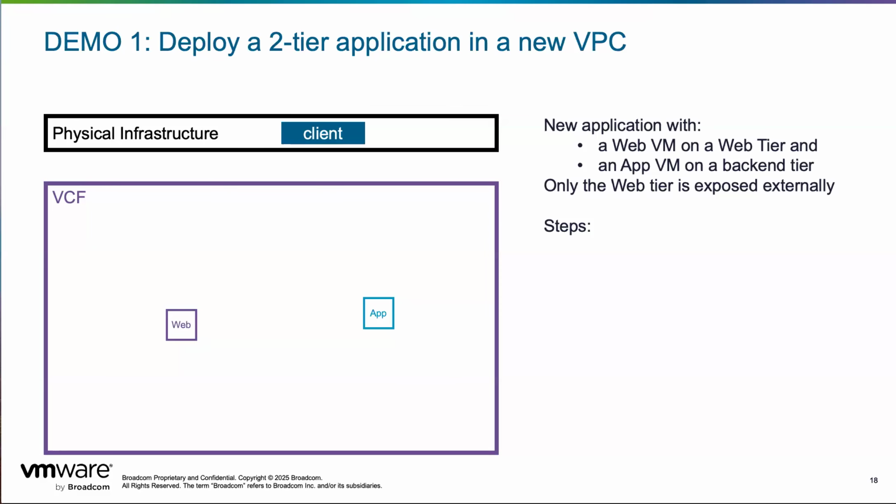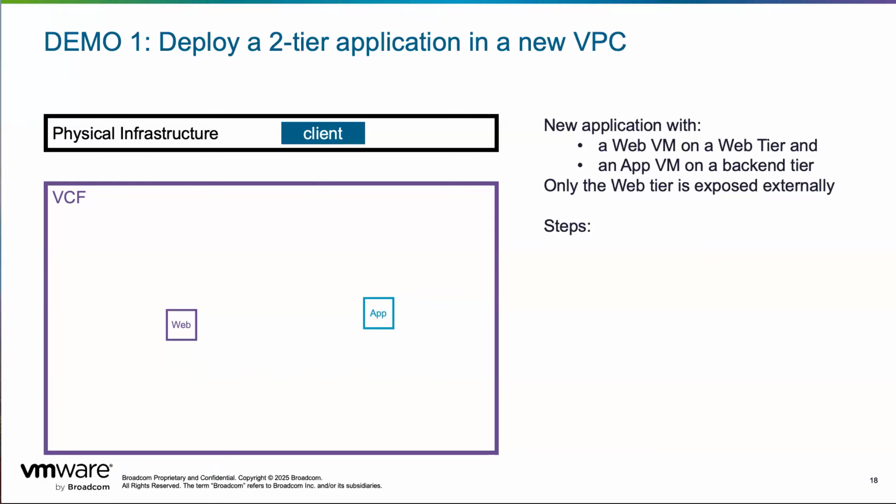So suppose that we have a two-tier application. This is really a lab environment, nothing really realistic here. I have a web tier, which must be accessible from the outside world, and an app tier, which is a kind of backend application that is local, private to this application.